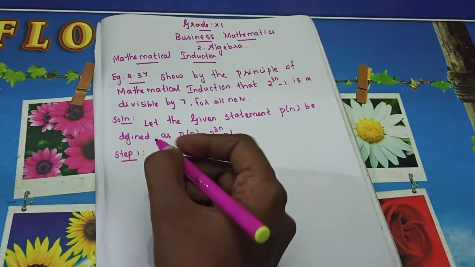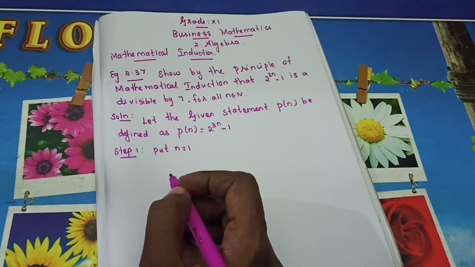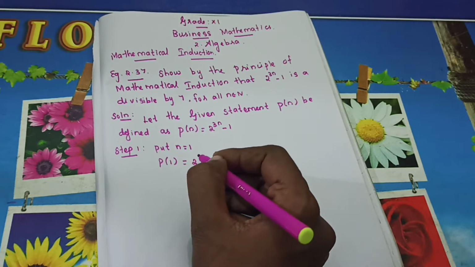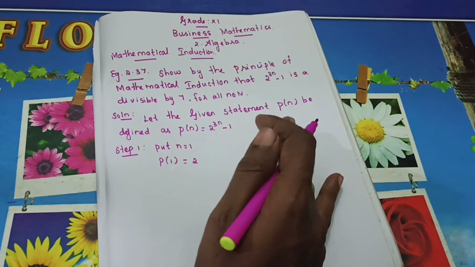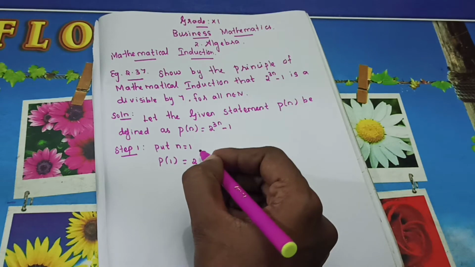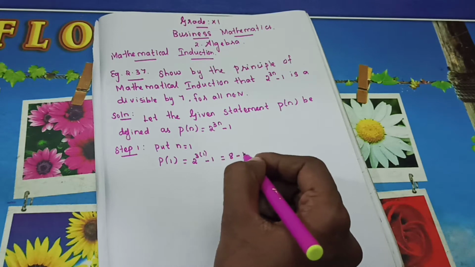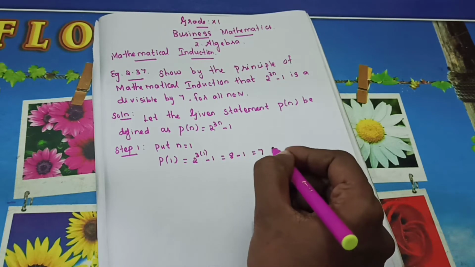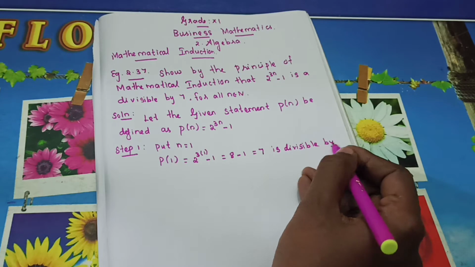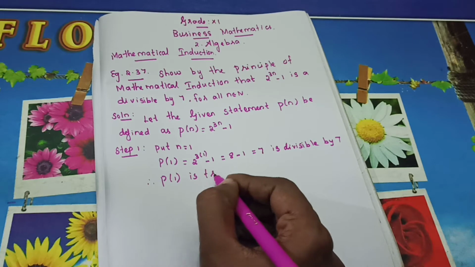Put n equal to 1, is it right? So put n equal to 1. What is the value? P of 1 is equal to 2 power... here there is no LHS and RHS, that is, we need to prove 2 power 3n minus 1 is divisible by 7. So 2 power 3 into 1 minus 1. So 2 power 3 means 8, minus 1 is equal to 7. Whether 7 is divisible by 7? Yes, correct. So 7 is divisible by 7. Therefore, what we will say? P of 1 is true.